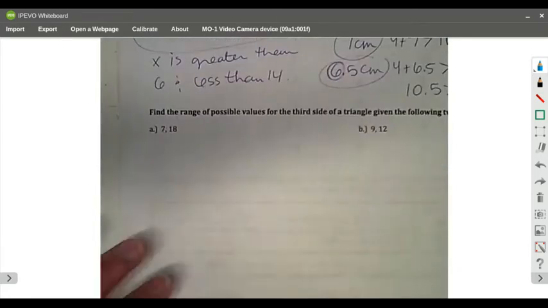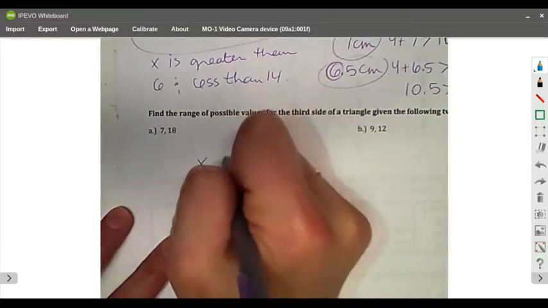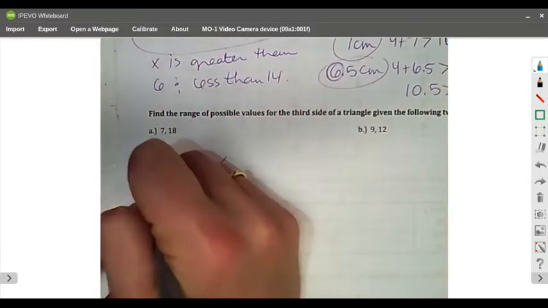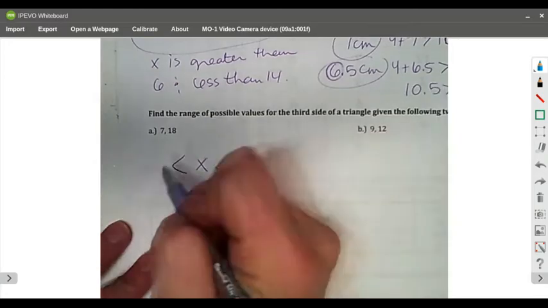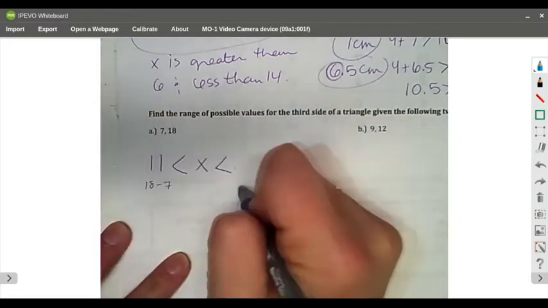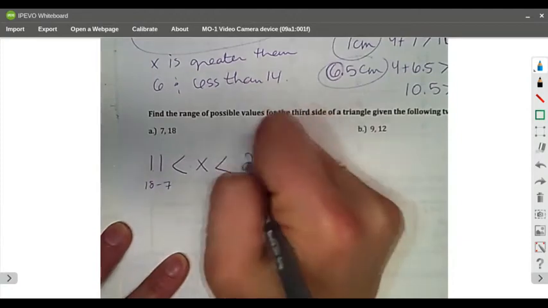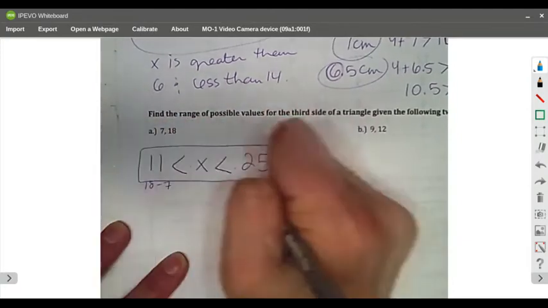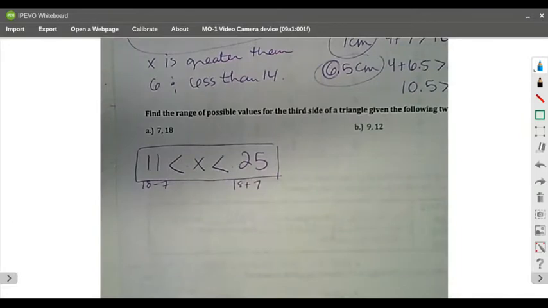So if you look at these, we have 7 and 18. So our third side is greater than some number and less than some number. Remember, for the low end, you subtract them. So 18 minus 7 is 11. 18 plus 7 is 25. So that means that third side of a triangle would have to be bigger than 11 and less than 25.